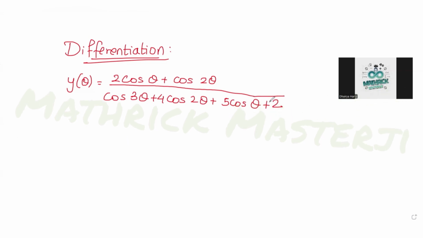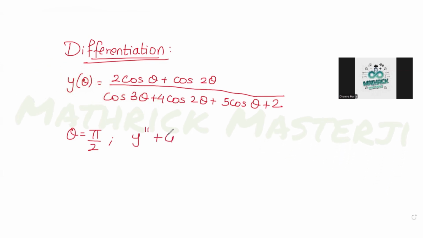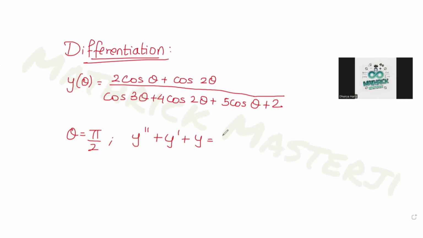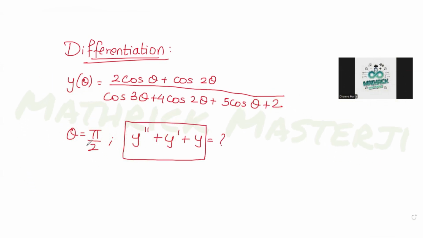So this is the entire function that is given to us, and the question is asking me to figure out the value of an expression at theta equals pi over 2, and that expression is nothing but the double derivative of y plus the single derivative of y plus y. What is the value of this entire thing at theta equals pi over 2? That's the question asked to me.